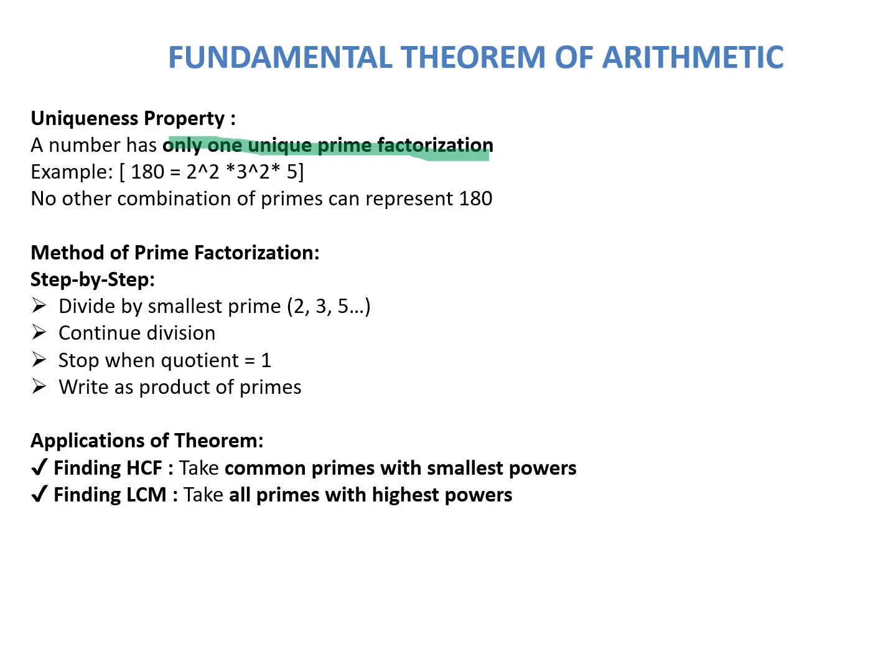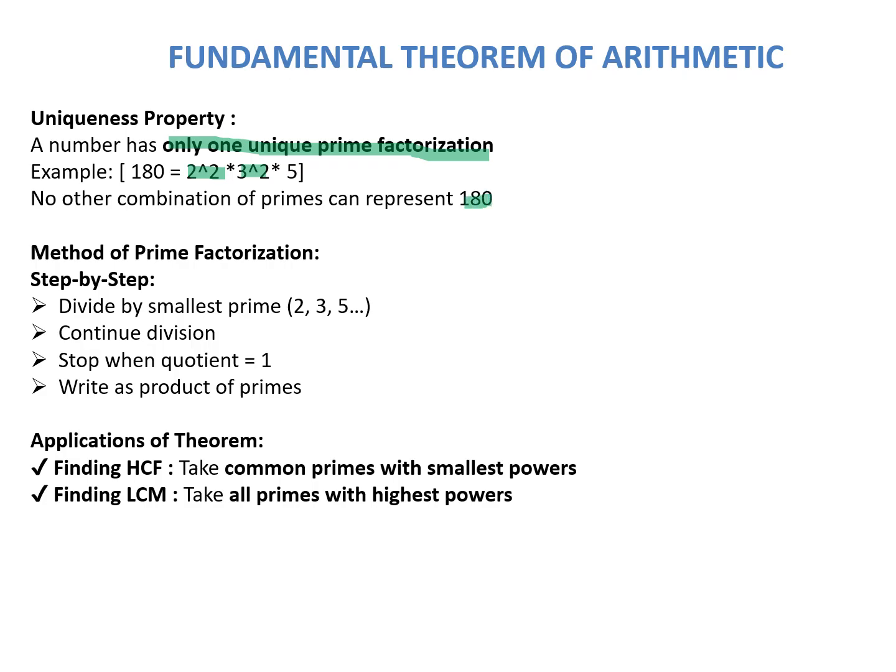For example, 180 has the factors 2 square, 3 square, and 5. This is a unique combination of prime numbers with which that particular number can be represented. Likewise, any composite number will have a unique combination of prime numbers, unique for that composite number. So no other combination of primes can represent 180 apart from the one shown here.